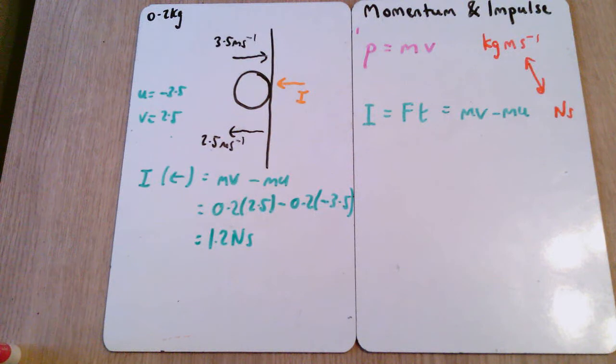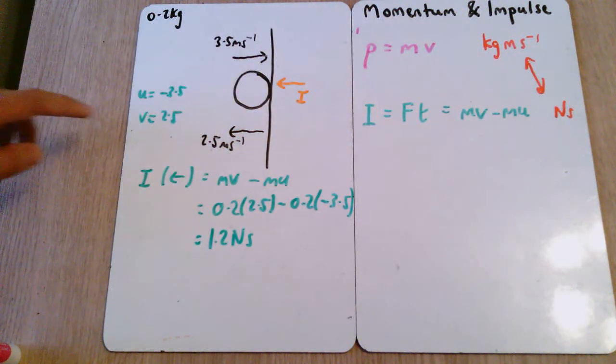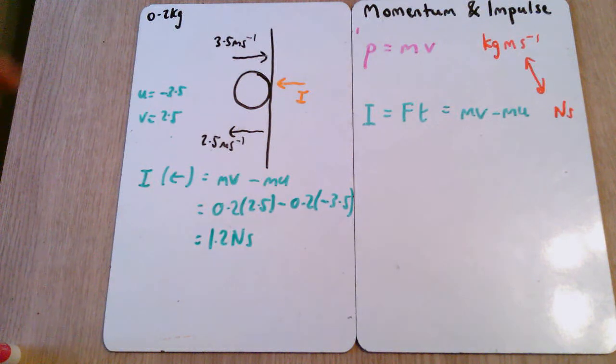So the key thing here is just to ensure that you put these values in your diagrams, and you identify which direction is positive, and generally it's the direction of the final velocity, which is different to our normal questions. Normally we look at the direction of motion at the beginning as positive, but for this, think about which direction the impulse is traveling in.